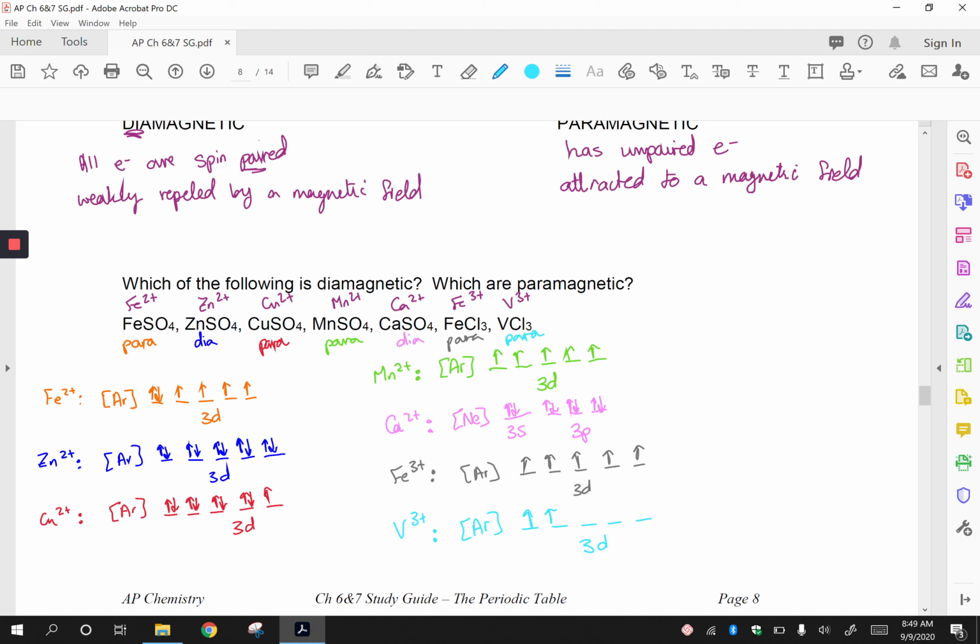So welcome back. Hopefully you got these answers. I got that all of them are paramagnetic except for the zinc 2+ and the calcium 2+. And if you want to look at my work here, these are all the electron configurations for the ions. Remember that you remove the s electrons first if it's a transition metal before you start removing any of the d electrons.